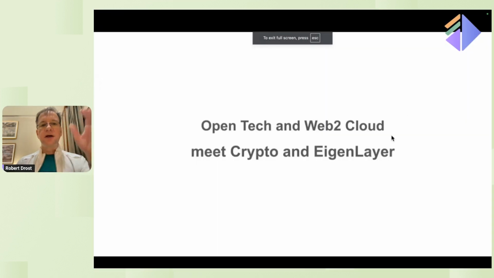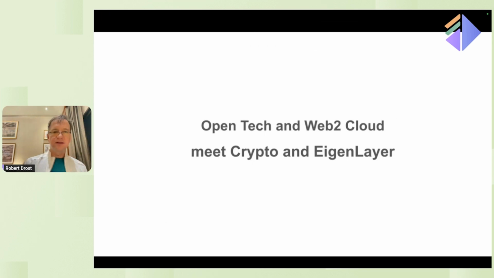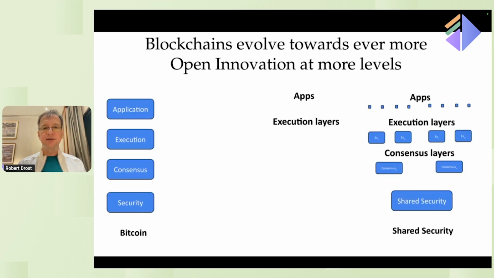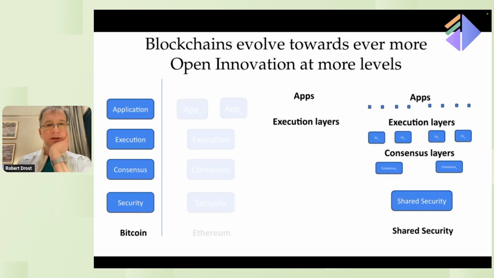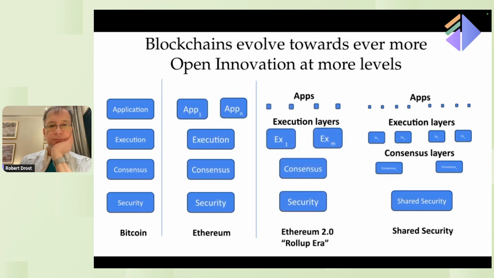Okay, so that was the background info, a little bit of the history of open source, and how it's been applicable to the Web2 cloud. Now I would like to basically talk about when we're looking at crypto and EigenLayer, what that means. So, okay, this is the build for this slide.